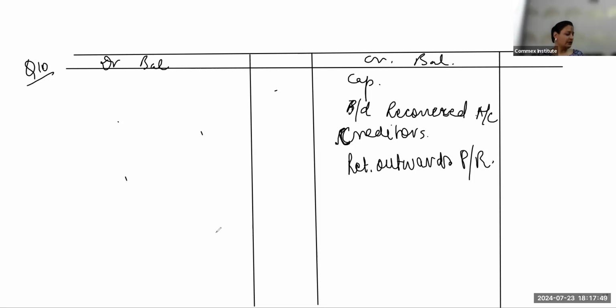Bank overdraft, Saparnika? Bank overdraft will also be in credit side. Yes, bank overdraft. Just as I told you, bank overdraft is a liability and it has a credit balance. So see, all the balances they have put wrong.